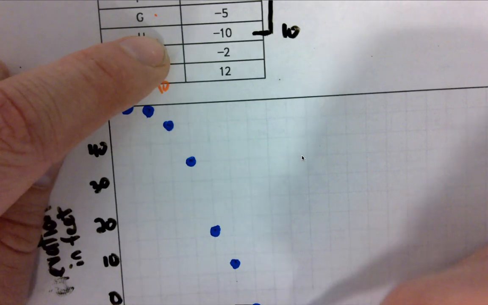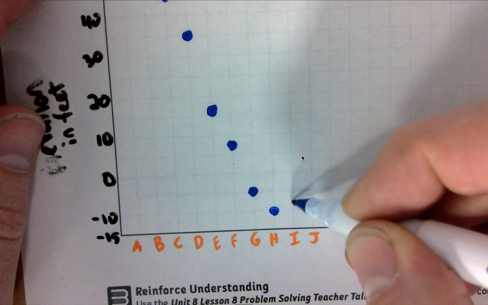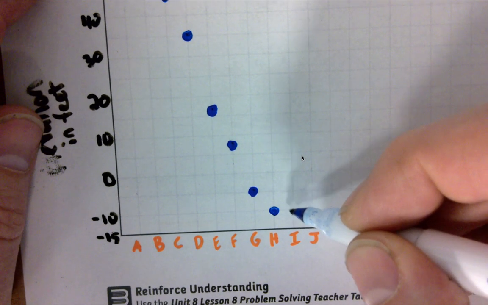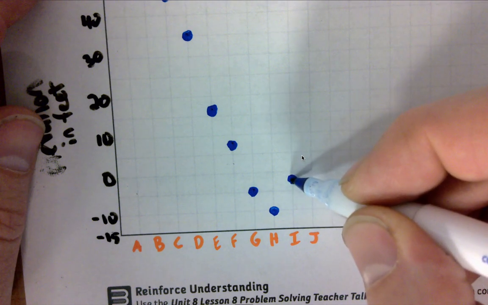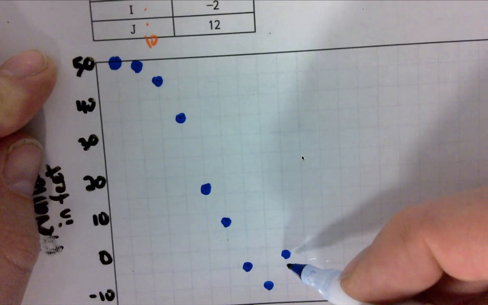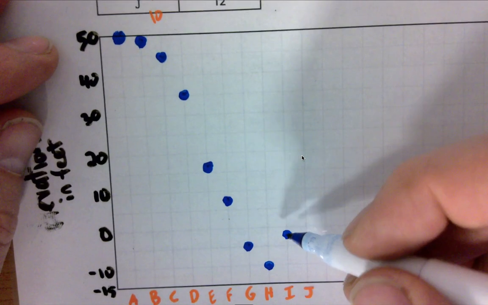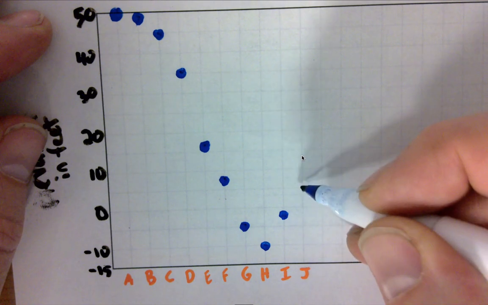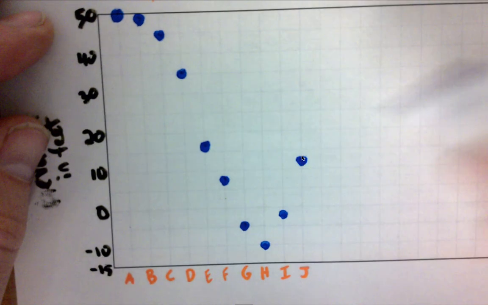Here's I at, excuse me, a -2. So we're going to follow the I. This is -10, -5. Here's a -2. And then J is at 12. So going on the J line, up from 0, 5, 10, 15. So between 10 and 15 is 12.